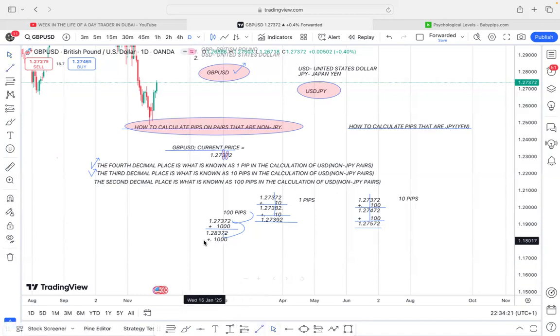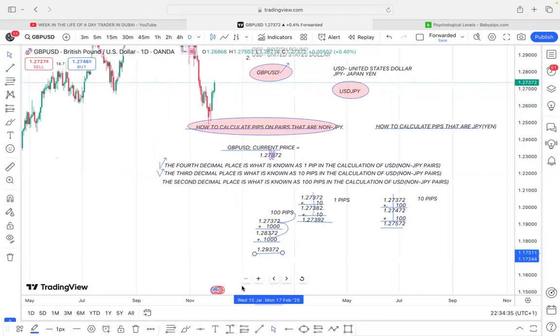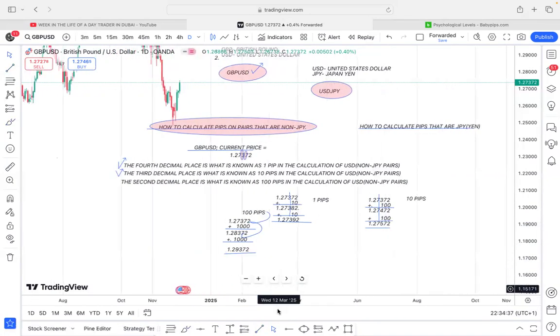You can take notes. Also, my advice: most of the time, take notes. You understand? Because it helps. So 1.29372 will be our new current price, if the market moves another 100 pips from this current market price that we have here. So now let me show you guys an example of what I've been explaining.